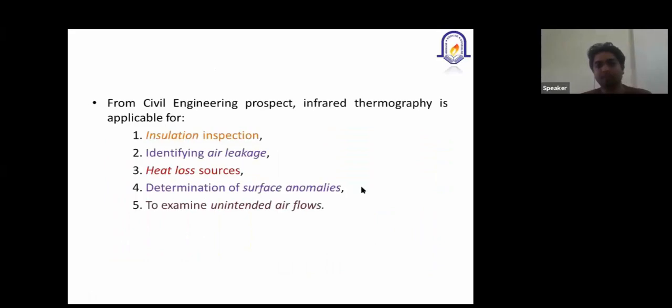From the civil engineer perspective, infrared thermography is applicable for these things. Okay, insulation inspection, identifying air leakage, heat loss sources, determination of surface anomalies, to examine unintended airflow. These are the things which we are going to learn in detail as far as civil engineering is concerned. Now the 50% part is completed. Now we are concerned about the next 50% part.